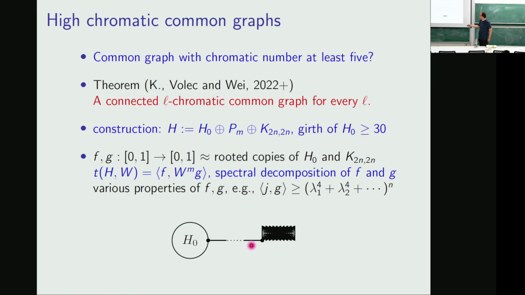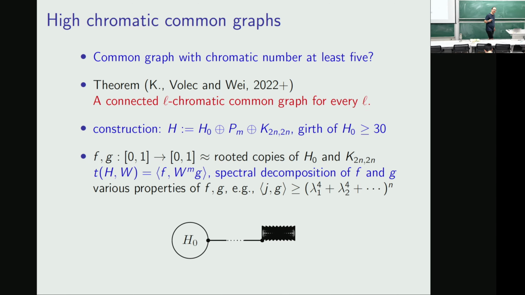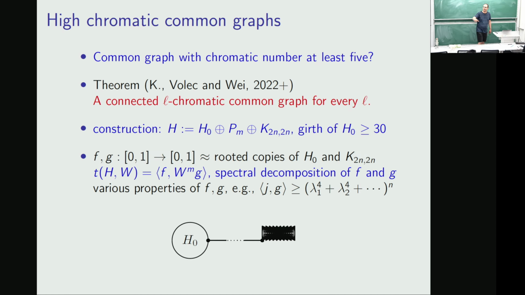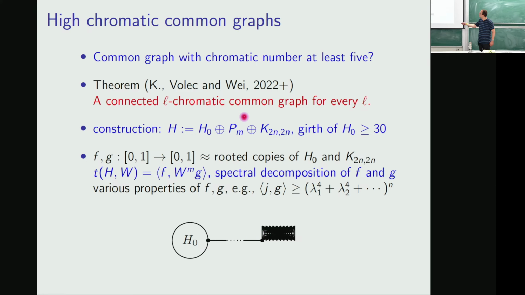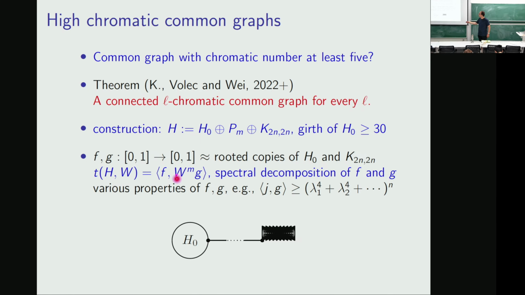Well, I have this path here, but there's nothing else than applying this operator W. So if I think of it as a linear operator and I basically walk along the path, it's just the same thing as applying it as a linear operator to g. And once I finish walking along this path of length m, so I applied it m times, I just need to do the dot product with the rooted copies of the other graph.